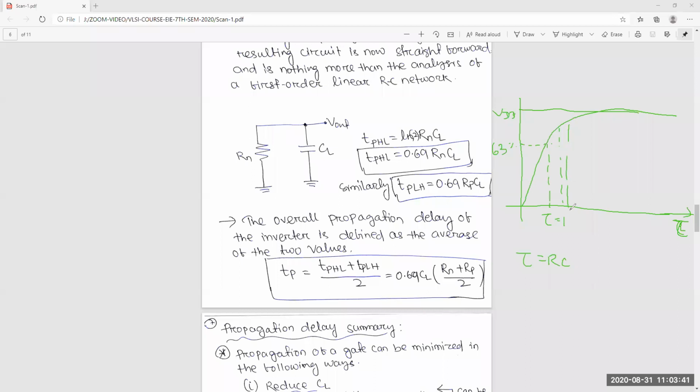Again, tau is equal to suppose 2. So again 60% of the remaining will come. Finally, at 5 time constants, at tau is equal to 5, it is almost 99.9%. So after 5 time constants it will charge almost 100%, 99.9%. So generally you have to remember that at 5 time constants your capacitor will charge completely to the VDD.